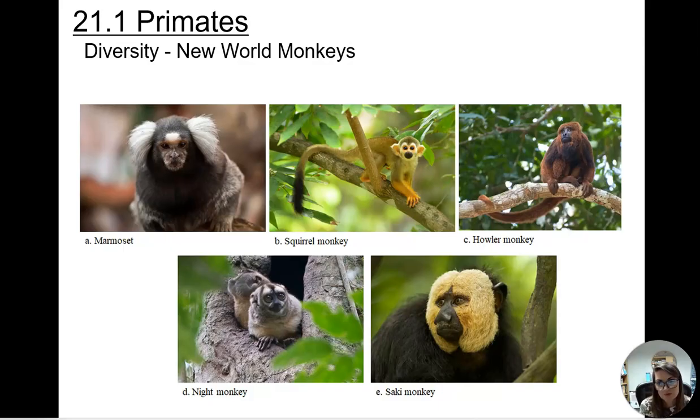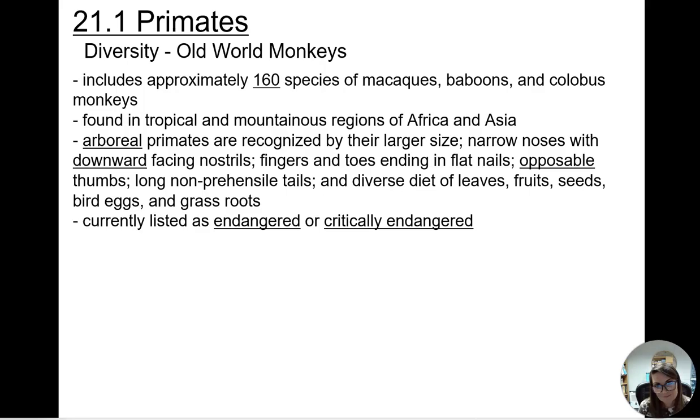And so here's some of your New World monkeys that you see. The Old World monkeys are going to include about 160 species of baboons and the colobus monkeys. They're going to be found in tropical or mountainous regions of Africa and Asia.